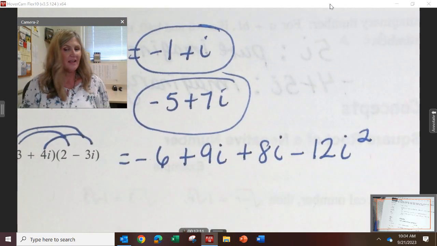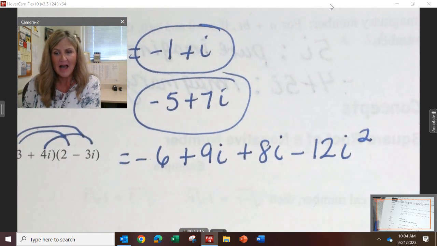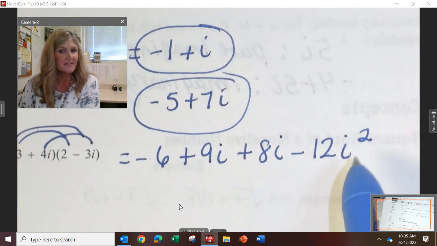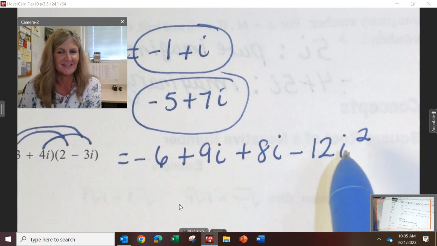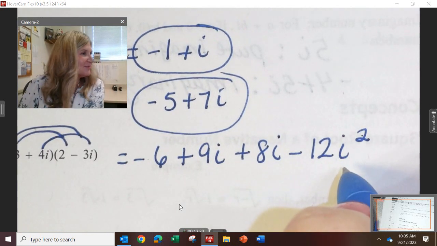Now, here's the thing. I should never have a power higher than i to the first. I should never see i to the second. I need to simplify that. Lots of i's in that sentence. What will i to the second simplify to?